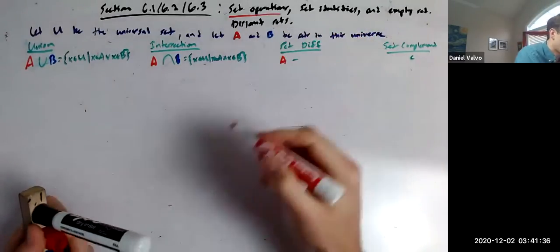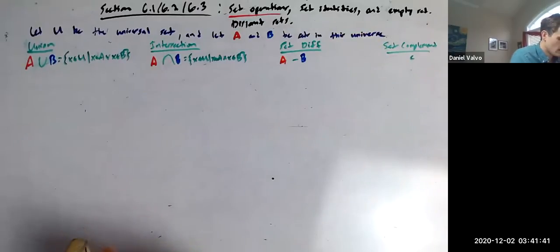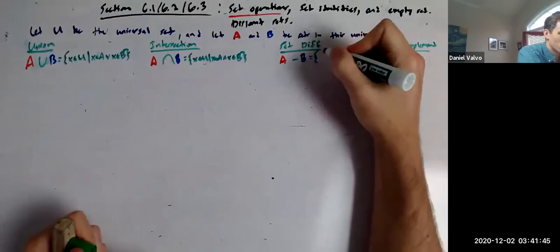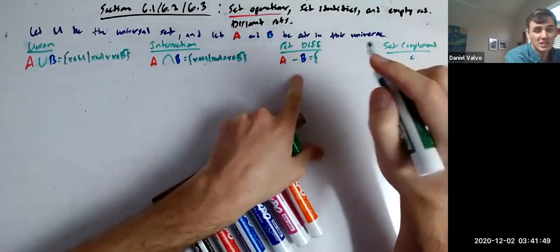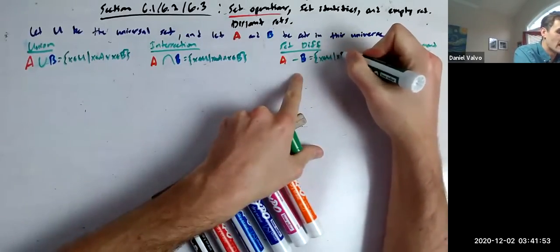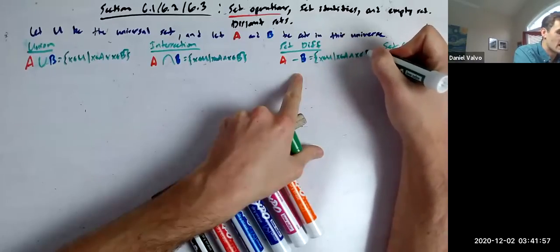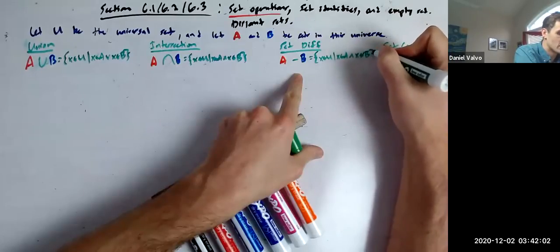And then we have A minus B, and this is the set difference. This is kind of exactly what we want it to be. This is just everything in A, but get rid of all those B's. So this is going to be everything in U such that x is in A and x is not in B.